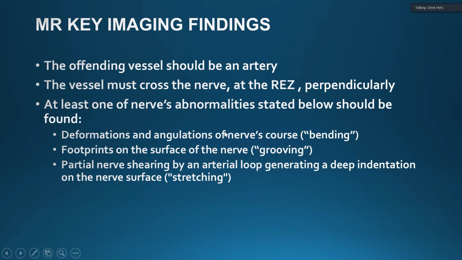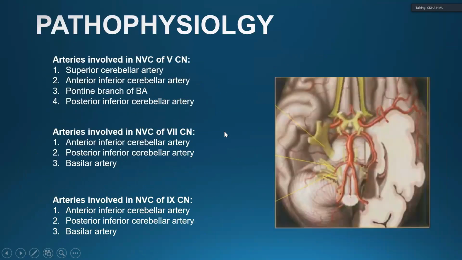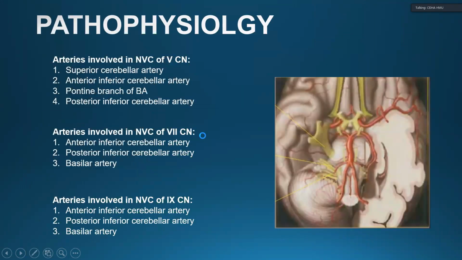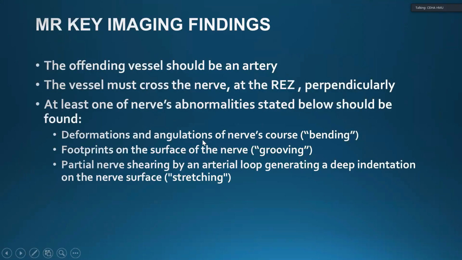And when you don't see neurovascular conflict, you should pay attention to other abnormalities of the nerve, for example, neuritis or schwannoma, for example. They can be the cause of the clinical symptom.